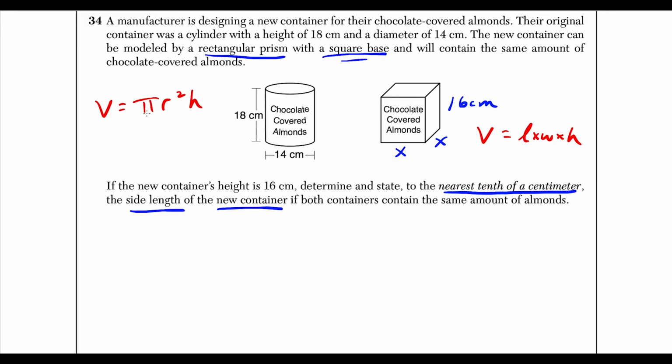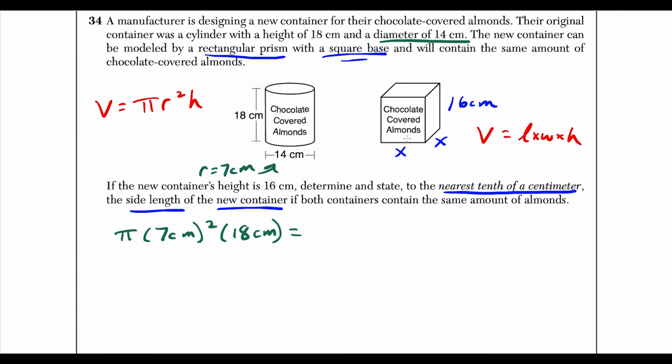So we could set them equal to each other. We're going to have pi times the radius. We just have to be careful. We're told the diameter is 14 centimeters, which means the radius is going to be half of that. So half of 14 centimeters is 7 centimeters. So we're going to have pi times 7 centimeters squared times the height of this one, which is 18 centimeters.